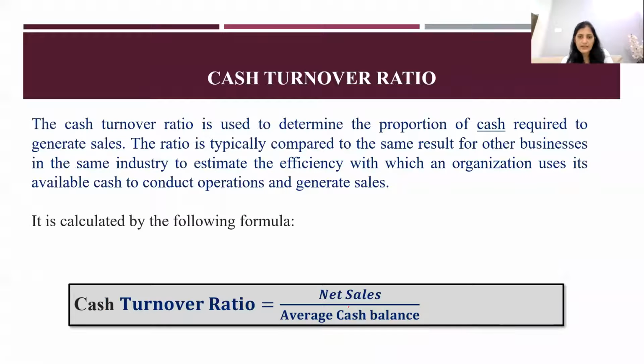See, this is net sales divided by average cash balance. Net sales, as you already know, you have done it earlier also. Net sales is equal to the total sales, where it is cash sales plus credit sales minus sales returns, divided by average cash balance. The cash balance, whatever you have, opening plus closing divided by 2, that is the average cash balance.